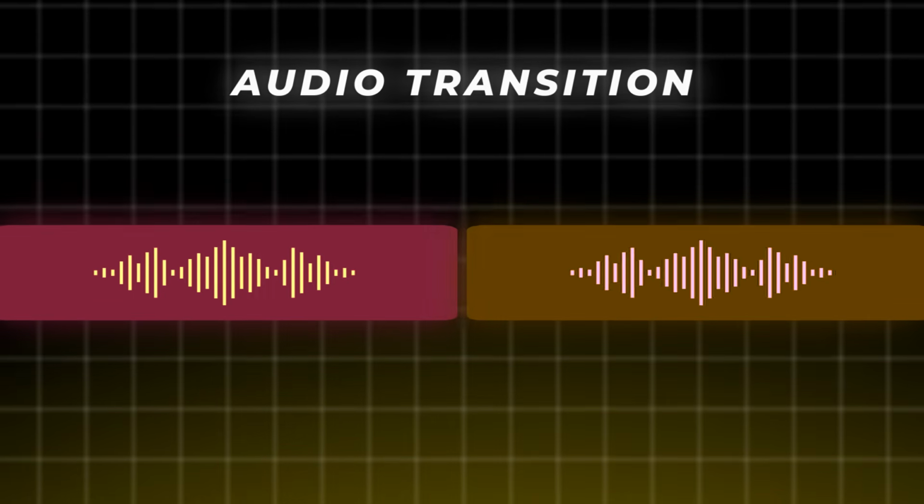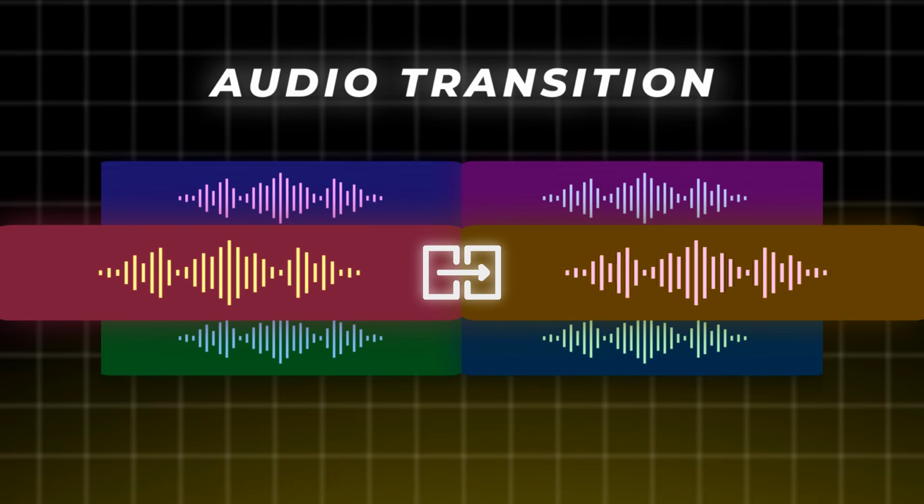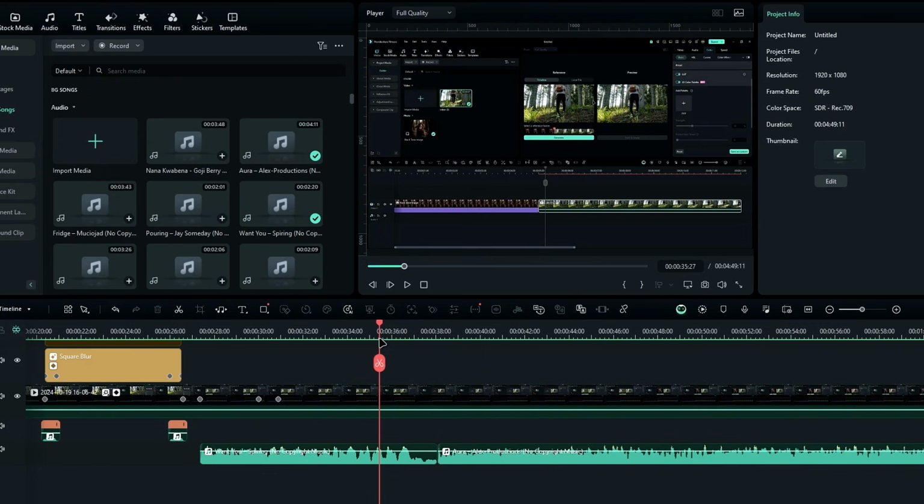The final technique we'll cover is using audio transitions. When creating longer videos, you often need to use multiple soundtracks and blend them smoothly. Doing this manually can be time-consuming, but Filmora has audio transitions that make it much easier. In this example, I have 2 soundtracks. Let's give them a listen.